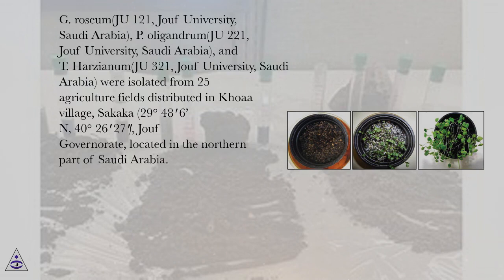G. roseum Ju 121, Juf University, Saudi Arabia, P. oligandrum Ju 221, Juf University, Saudi Arabia, and T. harzianum Ju 321, Juf University, Saudi Arabia, were isolated from 25 agriculture fields distributed in Hoa village, Sakaka, 29 degrees 48.6 inches, 40 degrees 26.27 inches, Juf Governorate, located in the northern part of Saudi Arabia.